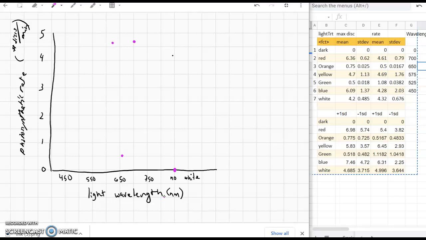Then we have green at 525, and that is at 0.03. Blue at 450 is at 2.03. And then white, which is all of those wavelengths in one, is at 4.32.